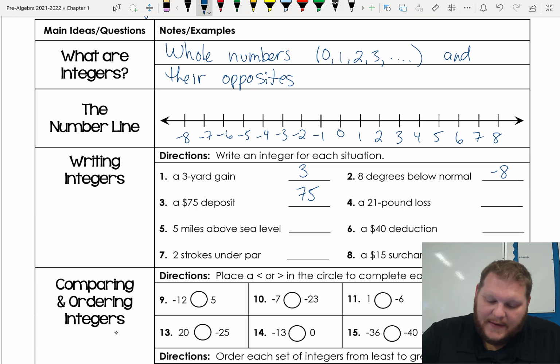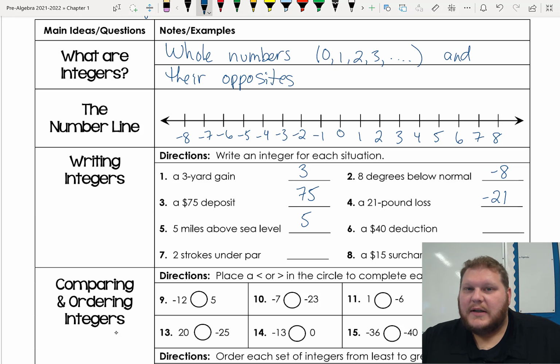21-pound loss. Again, that one's pretty easy. If you're losing weight, you have negative weight. You're taking weight away from your body mass. So -21. 5 miles above sea level for number 5. Since we are above, that would be a positive.